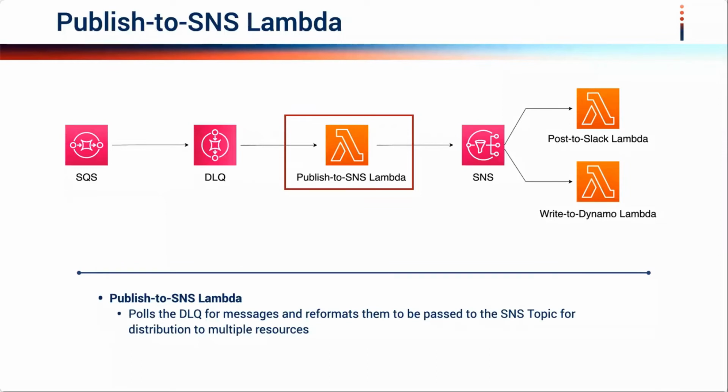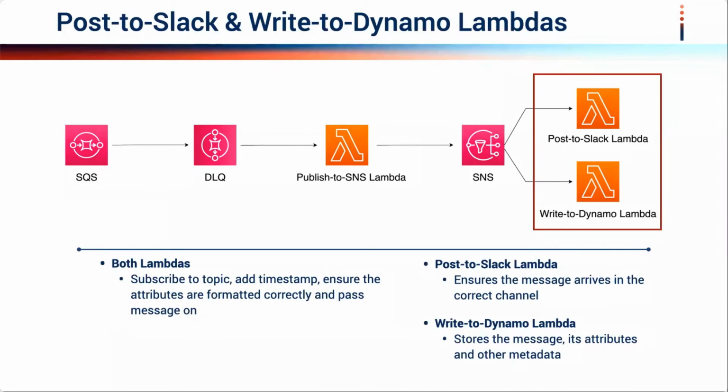The publish to SNS Lambda is responsible for polling the DLQ messages. The code within the Lambda will reformat the message structure from SQS formatting to SNS formatting, which varies slightly. At that point, it will pass the message to the SNS topic for distribution to multiple other resources. Both the post to Slack and write to Dynamo Lambdas subscribe to the SNS topic. They also add a timestamp to the message, ensure that the message attributes are formatted correctly, and pass the message to either Slack or Dynamo.